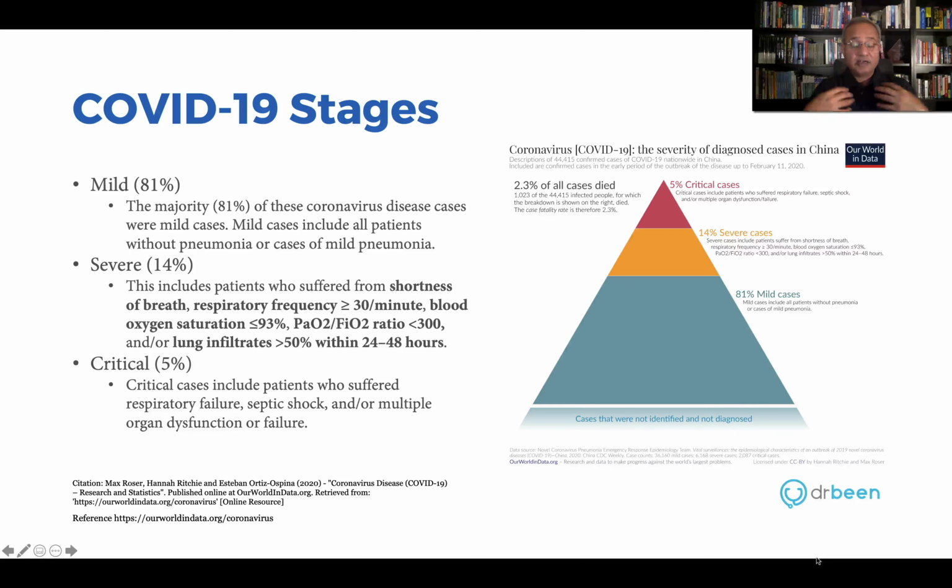The lung infiltrate, that is the inflammation in the lungs, is greater than 50% within the 24 to 48 hours. So that is a severe case. 14% of the patients are in that category. And finally, critical cases are those who have developed septic shock and organ failure. They are really in trouble. So this is important for us to understand the stages: mild, severe, critical.